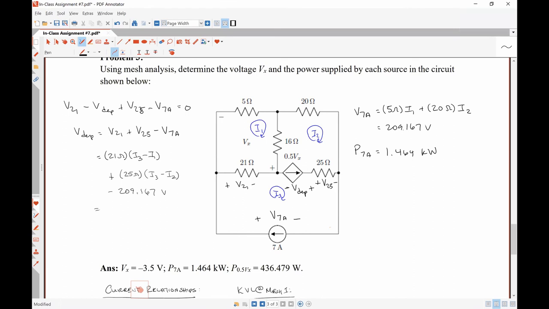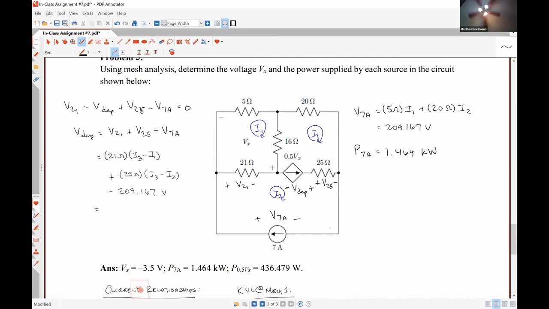Wait, why is it I3 minus I2? I3 is flowing into the positive polarity terminal of the 25 ohm resistor, and I2 is flowing into the negative polarity terminal. Oh, did y'all use the bottom mesh? Yes. Oh, my bad. I used the I2 mesh. Sorry. Yeah, so that's the thing about this.